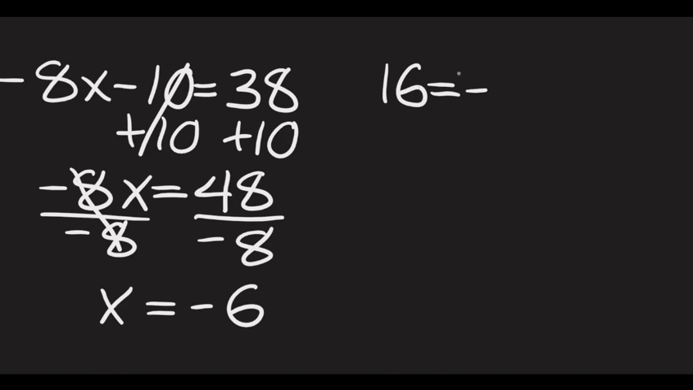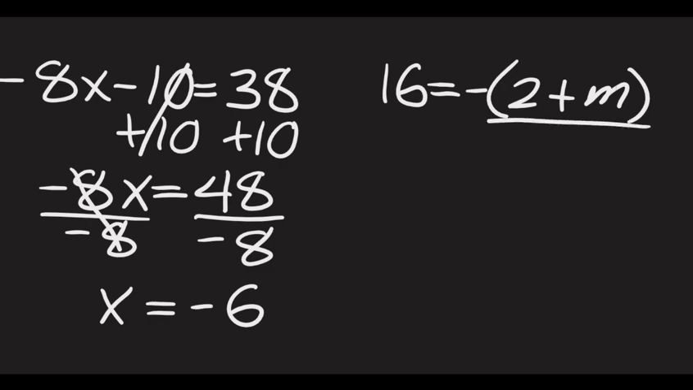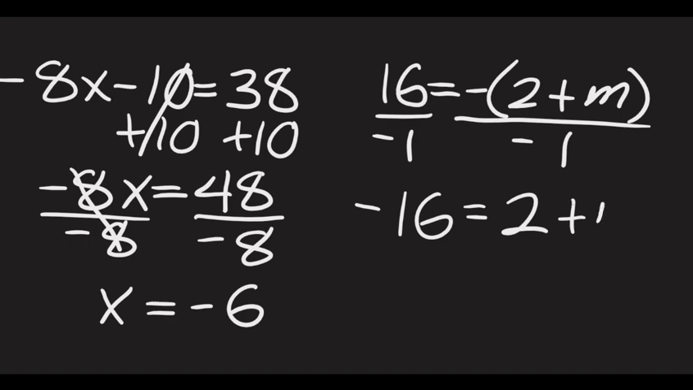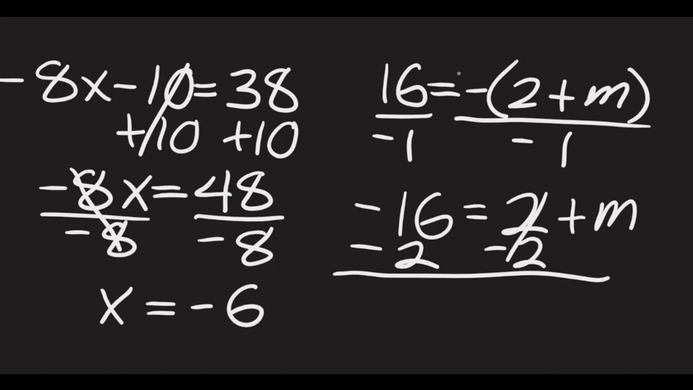Next we have 16 equals negative (2 plus m). The first step is to divide each side by negative 1 to get rid of the negative in front of the parentheses. This will give us negative 16 equals 2 plus m. And then to get m by itself, we're going to subtract 2 on each side. This is going to give us negative 18 equals m.